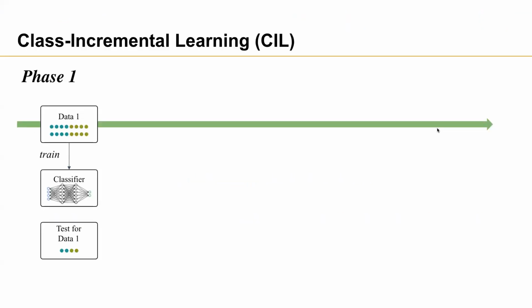Class incremental learning aims to learn new data by incrementally updating a model trained on previous data. In the first phase, we train the classifier using data 1, and after that, we evaluate the classifier on the corresponding test set for data 1.